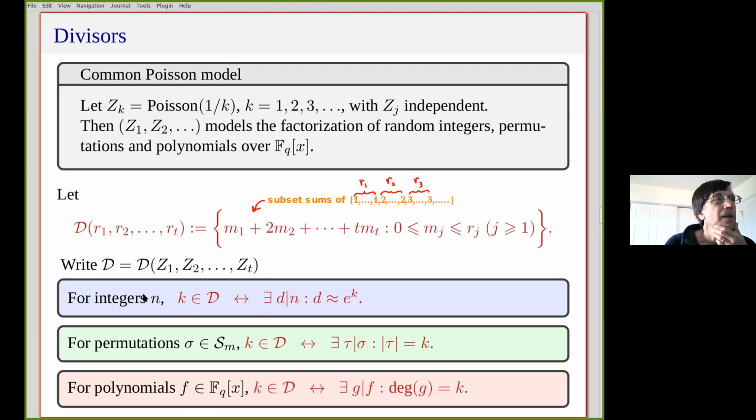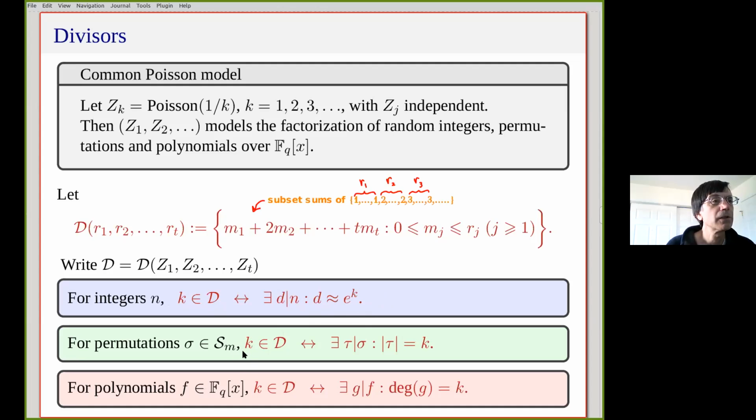Since the set D represents the subset sums, in the integer setting, whether a number k is in D or not corresponds to the existence of a divisor of approximately e to the k size. This is not a perfect correspondence because the prime factors lie in exponential intervals of length 1, and if you multiply many of them, the interval expands a little bit. But this is the right way of thinking about divisor problems where you want to localize the divisor.